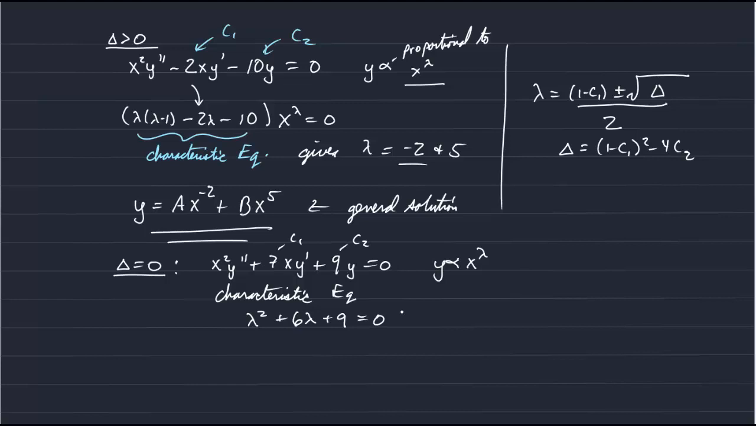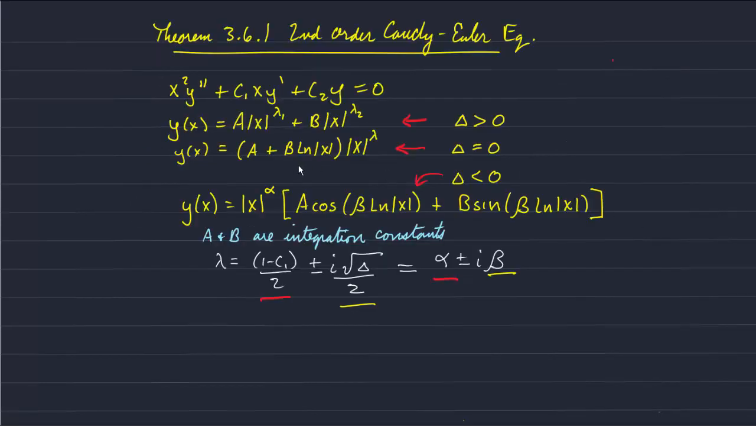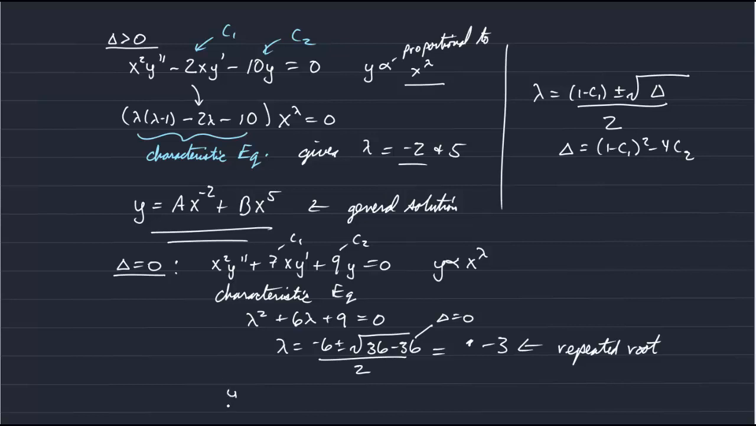And so that gives lambda is equal to minus 6 plus and minus the square root of 36 minus 4 times 9, which is 36, all over 2. And indeed, delta is equal to 0, so lambda is equal to minus 3. And so this is a repeated root. So in this case, to get our two linearly independent solutions, we have a constant, and then a constant times the log of the absolute value of x. So the general solution here is y of x is equal to a plus b times the log of the absolute value of x, times the absolute value of x raised to the minus 3 power.